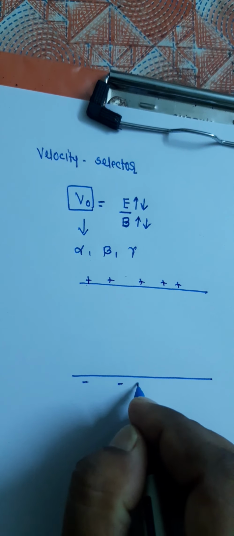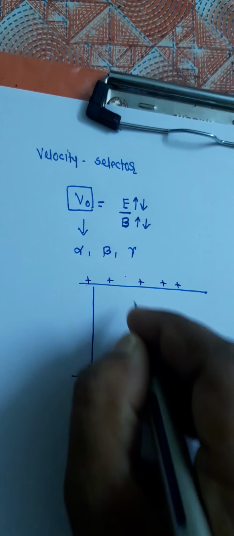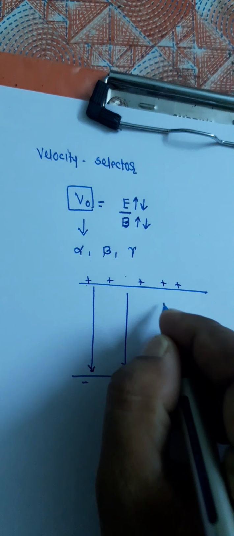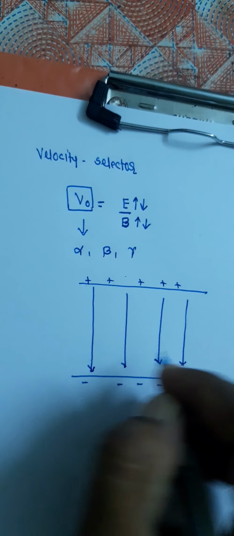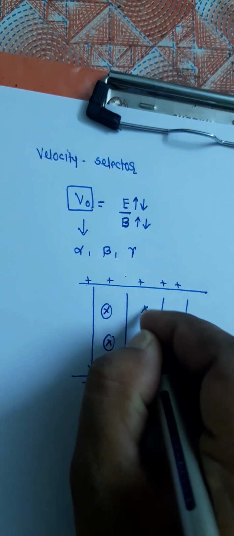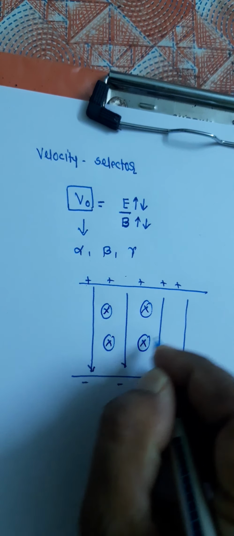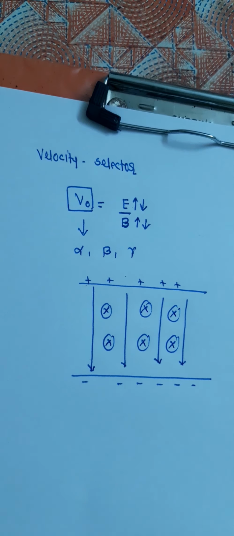positive plate, negative plate, electric field downward, and magnetic field inward. So these things we have seen. So what is the meaning here?